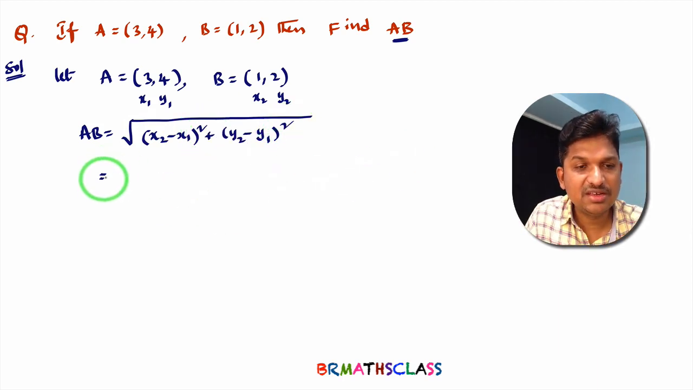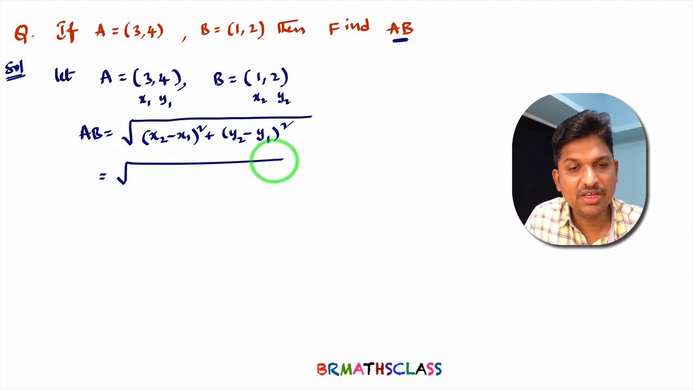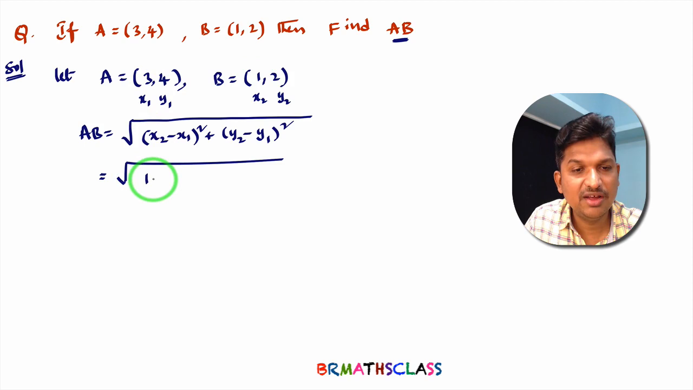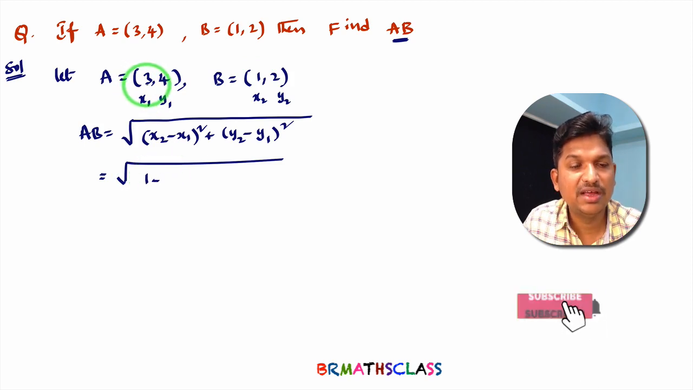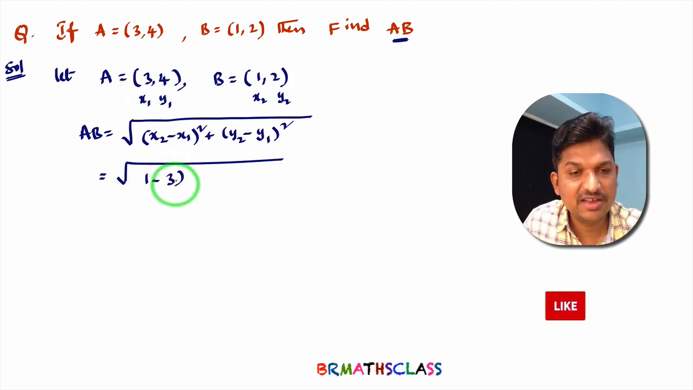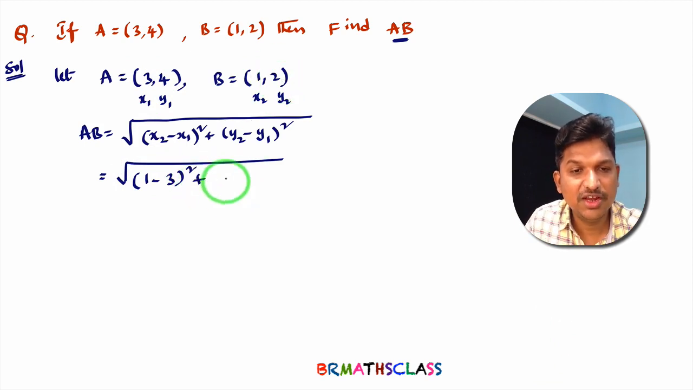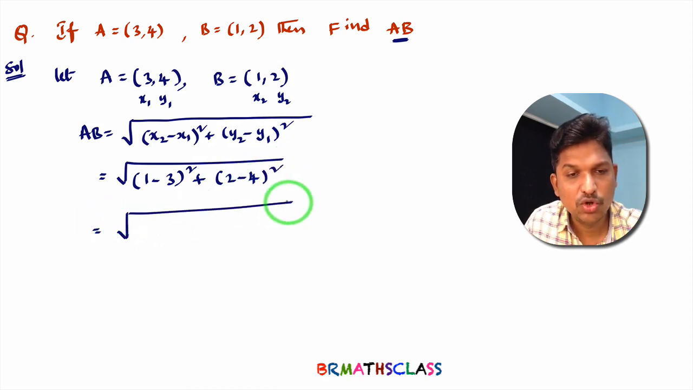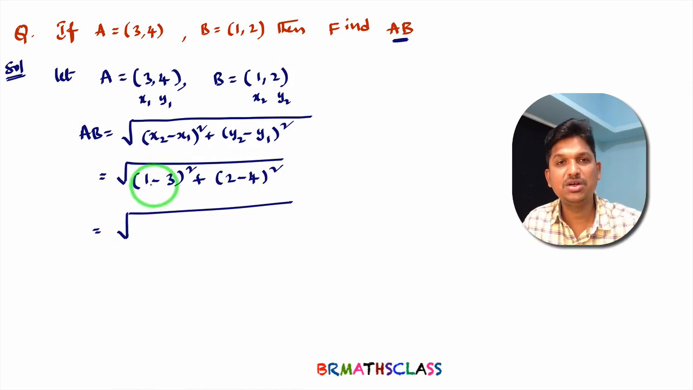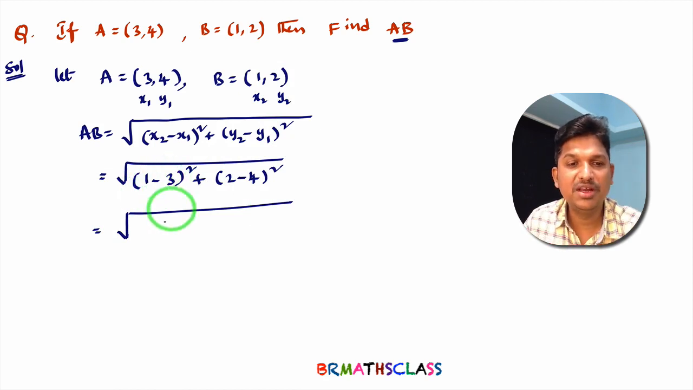Okay, you just substitute the values in this formula. x2 minus x1. x2 is what? 1 minus x1. x1 is what? 3. (x2 minus x1) whole square plus y2 minus y1. y2 is 2. (2 minus 4) whole square. So what you will get? That equal to root over 1 minus 3 is what? 1 minus 3 is minus 2. Minus 2 whole square is what?